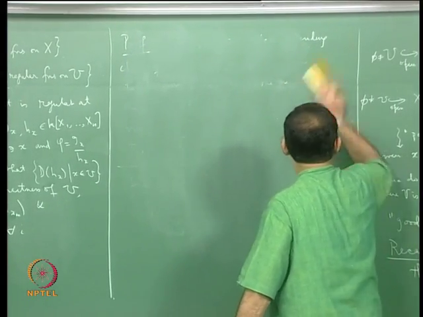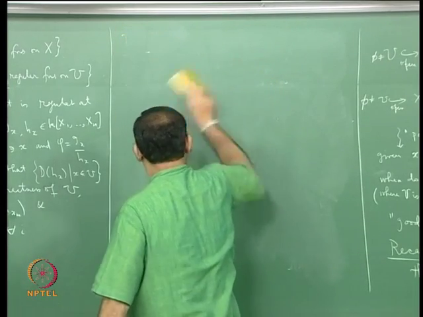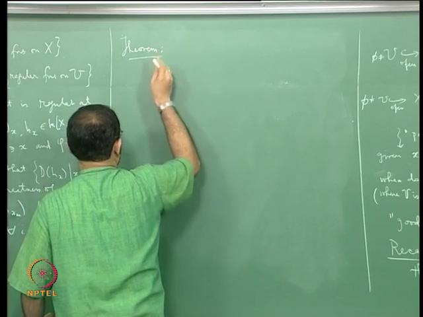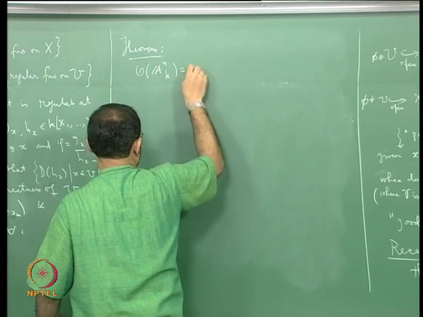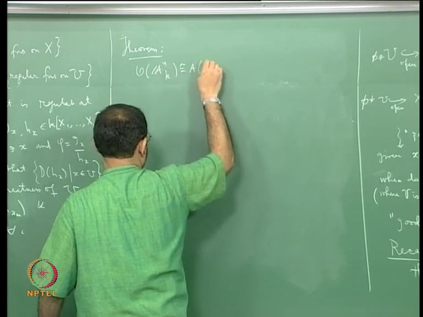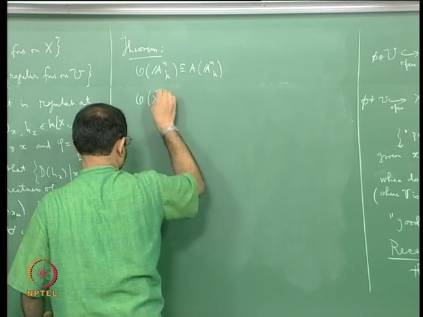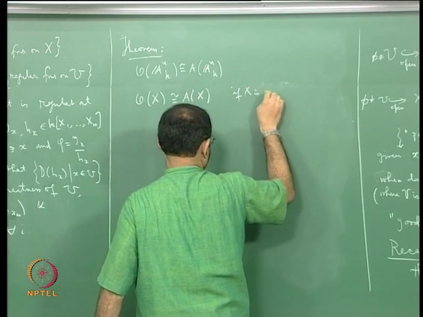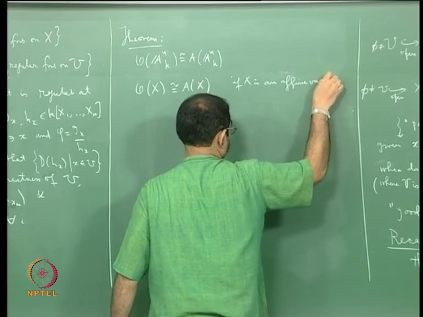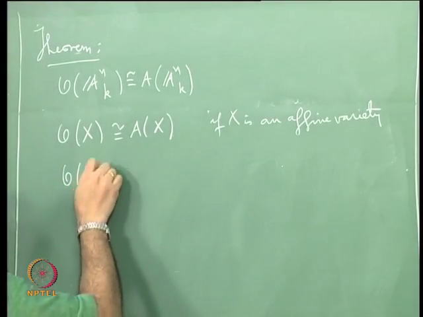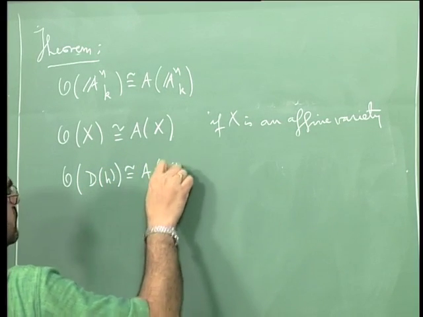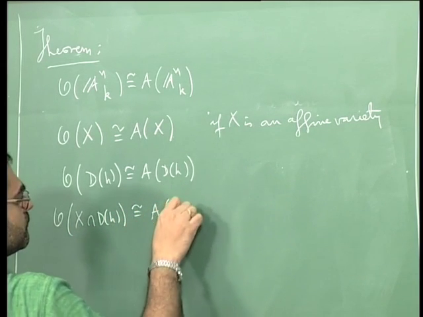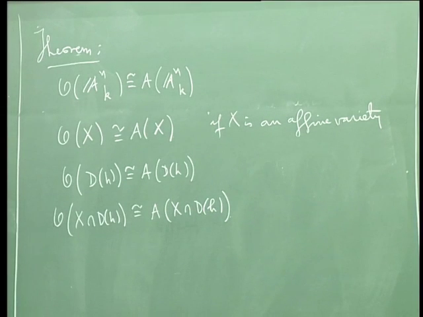Let me make this remarkable statement. So here is the theorem: O of A^n is isomorphic to A of A^n. I should say isomorphic, let me put isomorphic. So here is the theorem.